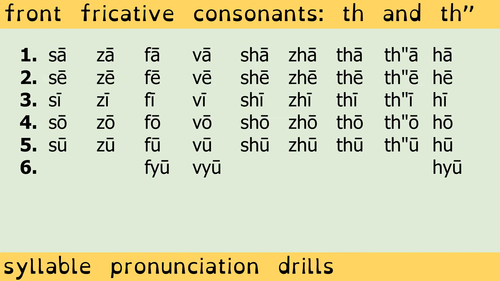Four. So, zo, fo, vo, show, jo, tho, tho, ho. Five. Sue, zoo, foo, voo, shoo, zhu, thu, thu, who. Six. Few, view, hue.